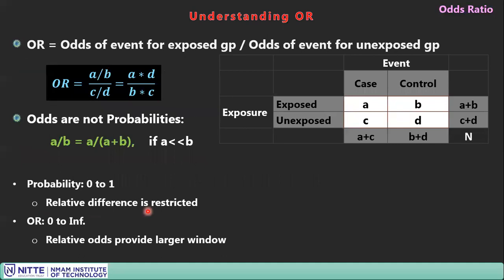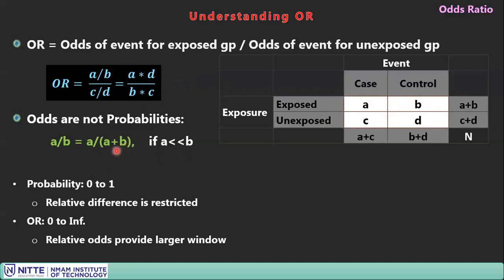How do we calculate odds ratio? Odds ratio is defined as odds of event for the exposed group to odds of event for the unexposed group. So first you have to find the odds for exposed, the odds for unexposed, and take a ratio of that. Odds is A by B, A divided by B. That is the odds of getting a case with respect to a control. Similarly for the unexposed, the odds of getting a case with respect to the control is C by D. Take those two ratios, A by B divided by C by D. If you simplify this, it gives you A into D divided by B into C. In simple terms, it is A into D cross divided by C into B.